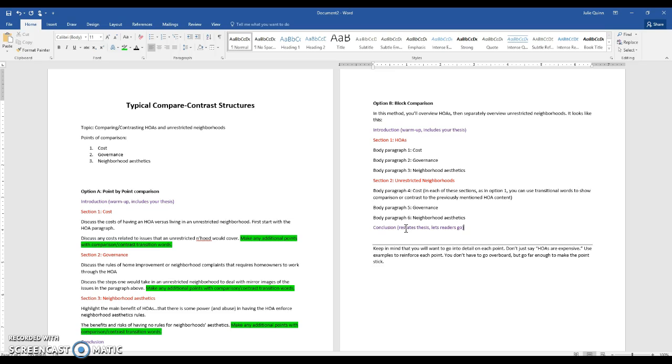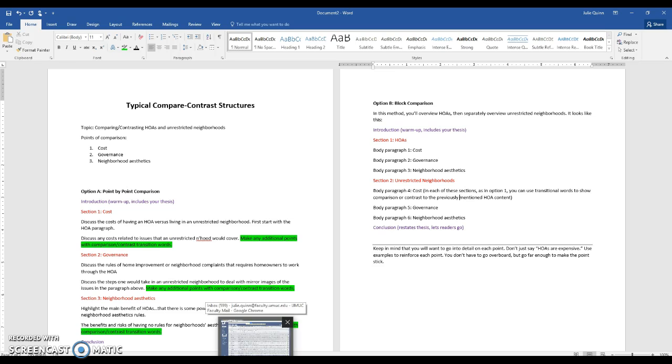I find that most students will do option 1. But neither is better or worse than the other. It just sort of depends on what you're comparing and where your comfort level is. Note as well that it says in each of these sections, as in option 1, within the unrestricted points of comparison, those paragraphs 4 through 6 are going to be a little bit longer than 1 through 3 because you have to add in those particular terms.